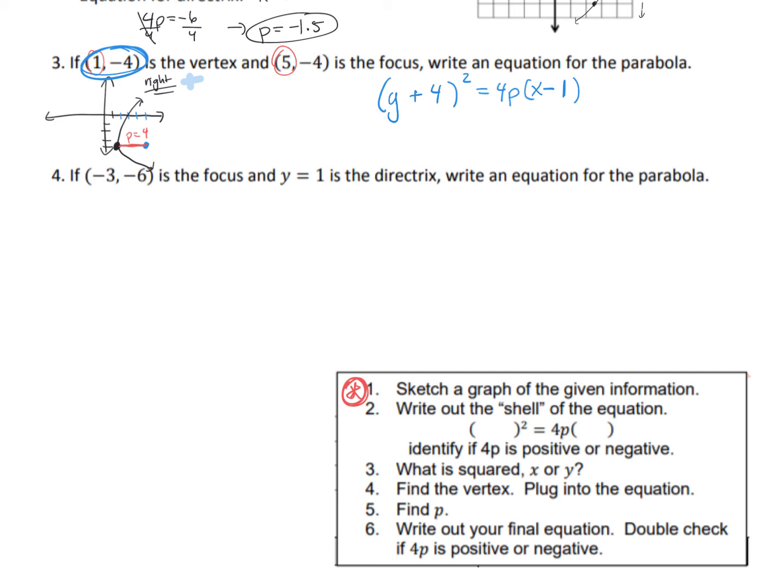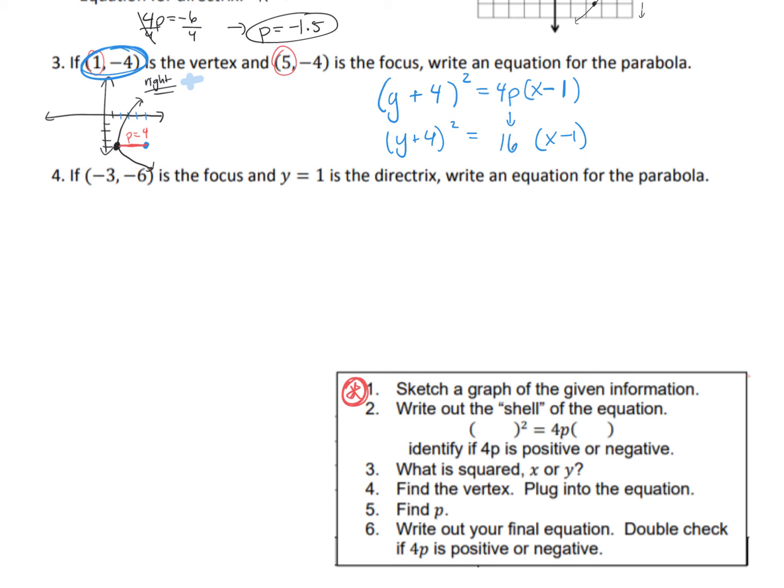Moving on, let's plug in our p value, right? We already found p actually when we drew it out. Let's plug it in. So I know p is 4. So I'm going to plug that in. So I have y plus 4 squared equals, I'm plugging that p value of 4. So 4 times 4 times x minus 1. Well, let's just do this right now. 4 times 4 is 16. So I'm just going to rewrite this as 16 here.